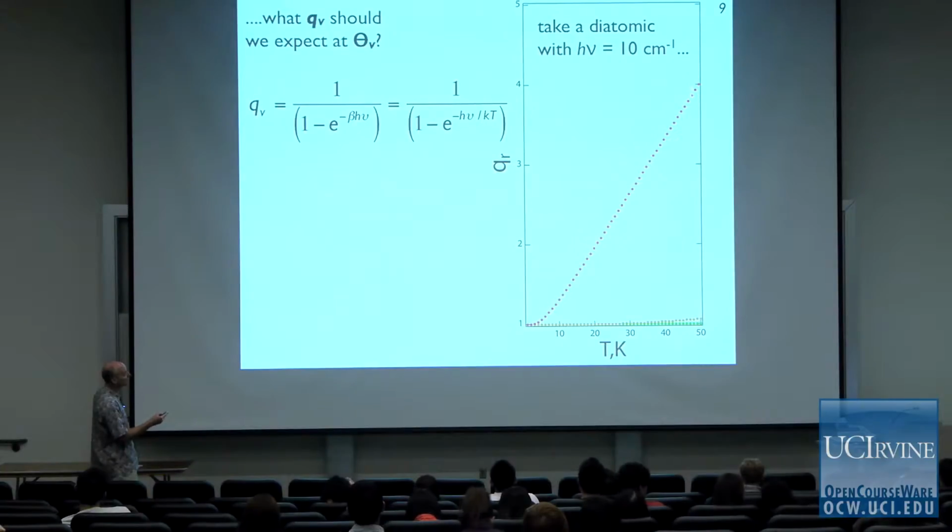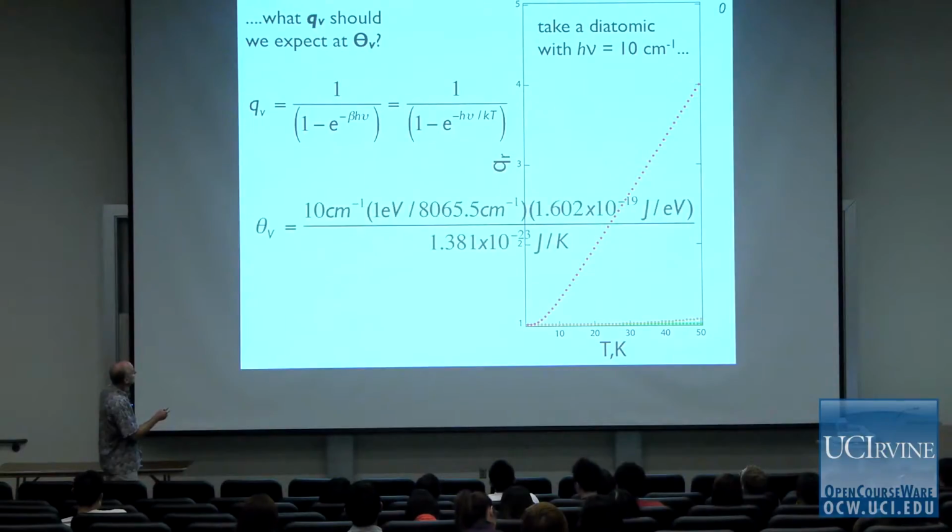10 wave numbers, that's this red data right here. 100 wave numbers, that's this yellow data. And 1000 wave numbers, that's this green data right down here. 1,000 wave numbers, 100 wave numbers, and 10 wave numbers. I'm going to blow these up in just a second.